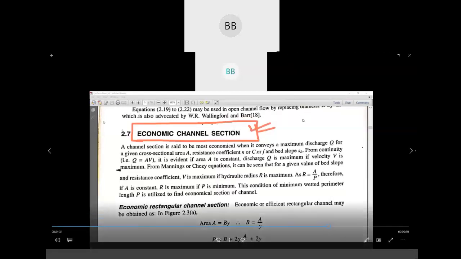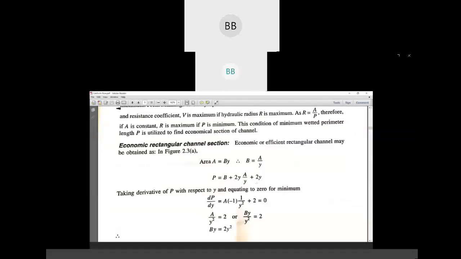Next topic is economic channel section. This topic you have already studied in third semester, so we are not going to discuss it in detail. Here derivation is not required, only the condition. What is the economic condition for rectangular channel, trapezoidal channel and circular channel?